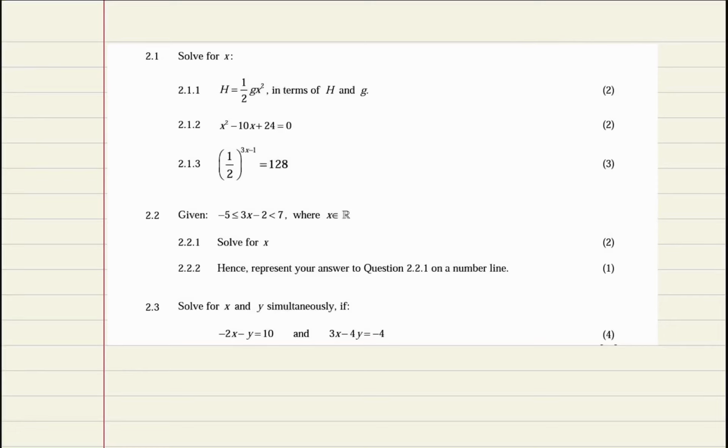We are having this question on ourselves. We are set to solve for x for 2.1. How do I solve for x in this one?